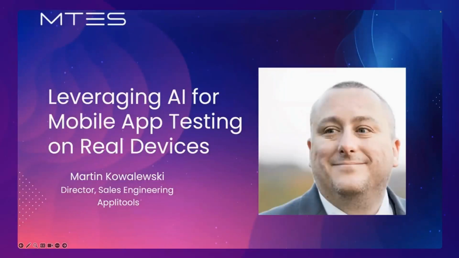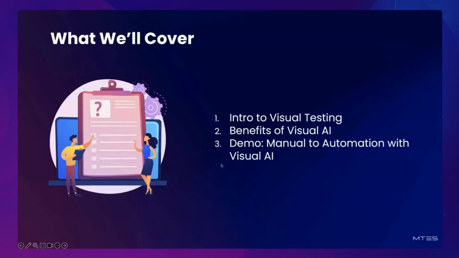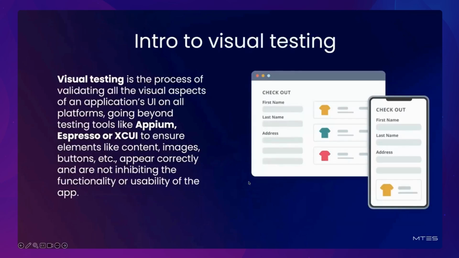I'm the Director of Sales Engineering here at Applitools, and welcome to my session on leveraging AI for mobile app testing on real devices. During today's session, we are going to provide an introduction to visual testing, review the different types of visual testing used, the benefits to using visual AI in native mobile automation, and finally, we will wrap up with a demonstration showing how we can leverage these techniques to scale your native mobile automation with full page functional and visual coverage.